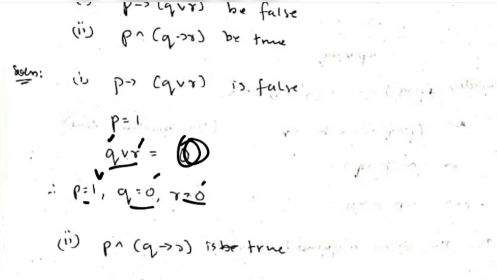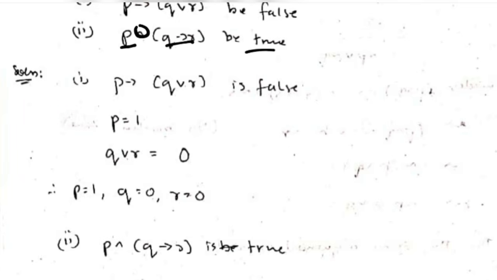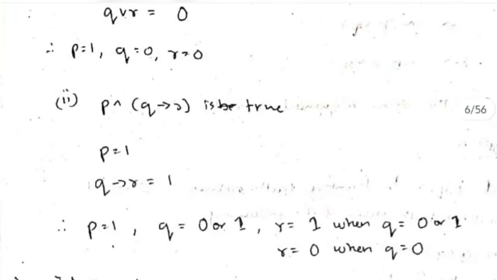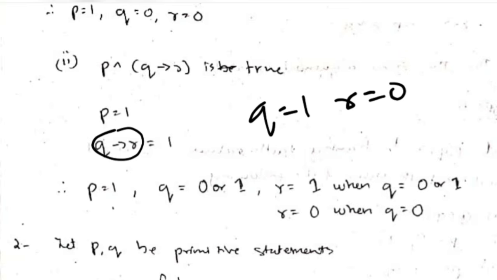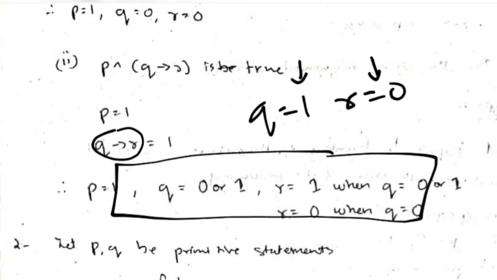Similarly, in the second question we have been asked for p and q conditional r to be true. If this is to be true and an AND is used here, then p should be 1 and q conditional r should be true. So p is 1, and q conditional r should be 1. Now, q conditional r will be false only when q is equal to 1 and r is equal to 0. So except for this combination, all other combinations are possible truth values.